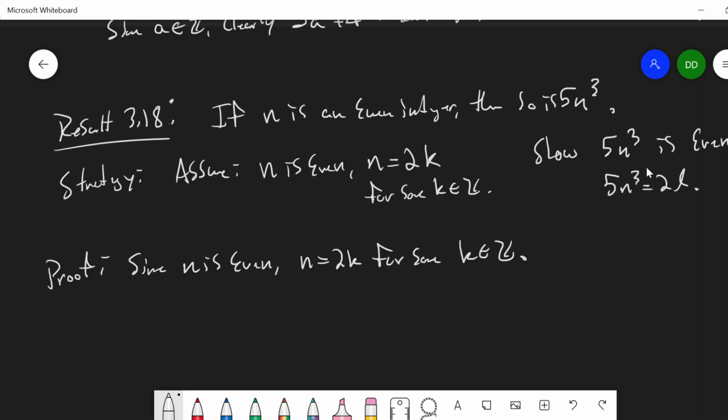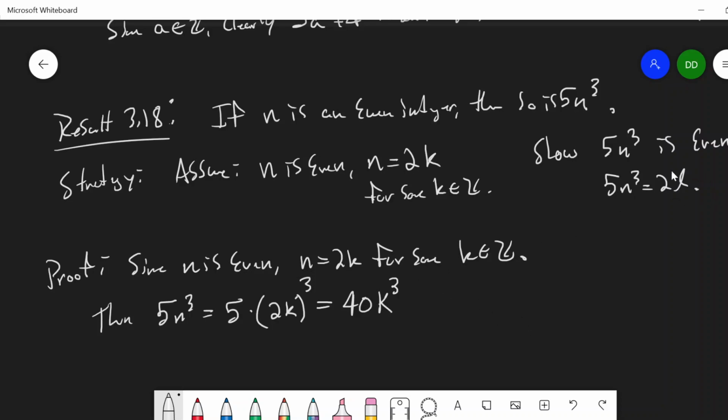Now I'm going to take this n equals 2k and plug it in for n here and hopefully be able to write it as twice some other integer. Then 5n cubed is equal to 5 times, now that I have a handle on n, I have some leverage here. n is equal to 2k, and n cubed is 2k cubed. And now I'll do some algebra again. So 2 cubed is 8. So this is 5 times 8. This is 40k cubed. 2k cubed is 8k cubed. And so I get 40k cubed.